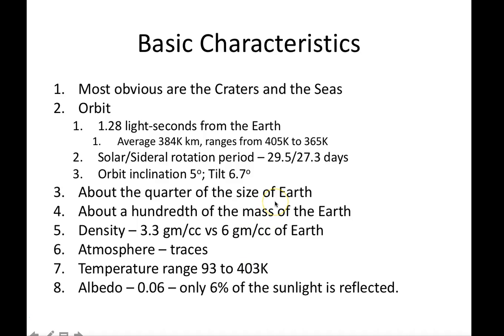What are some basic characteristics? Well, when you look at it, what you see are craters and seas. When you look at it with the naked eye, it looks like a billiard ball, basically, with a little discoloration in some places rather than others. But when you look at it with a telescope, even a pair of binoculars, you're going to see craters and smooth areas that we call seas.